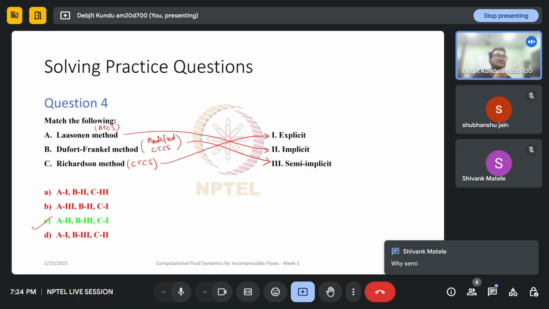Why semi? Because it's not exactly implicit, it's a modified implicit. That's why it's called semi-implicit. It is implicit, but with some modifications, not purely implicit. Laasonen method, the backward in time, central in space, that is pure implicit.